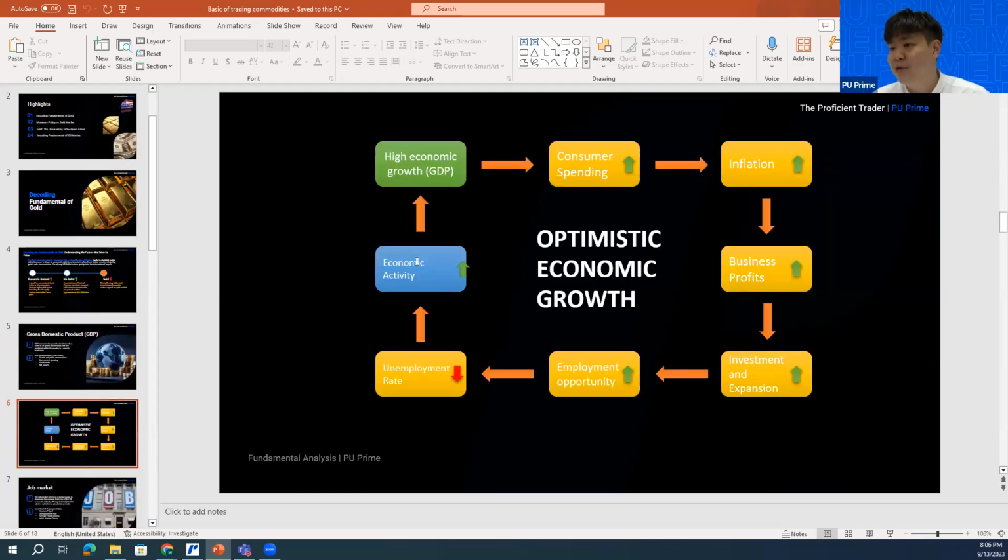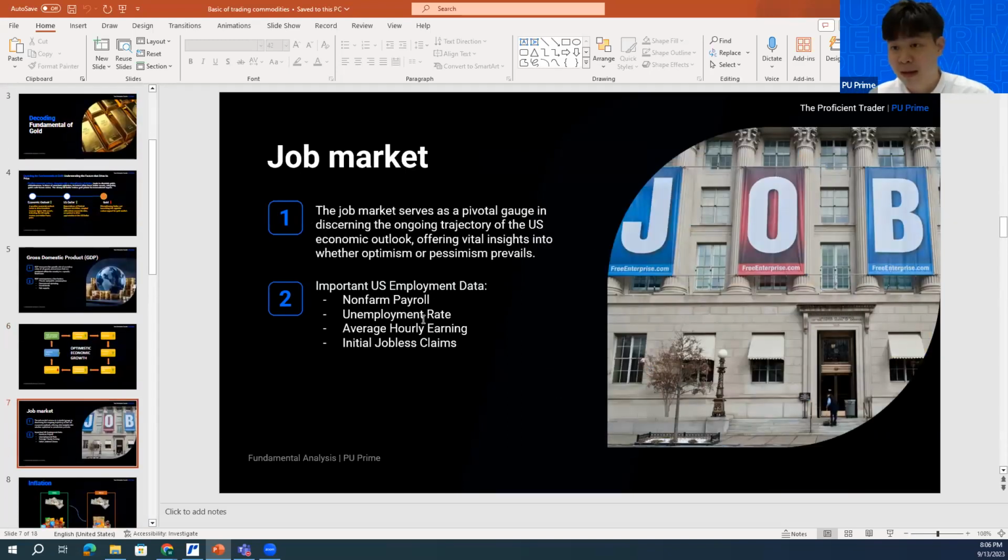And then another thing is the job market. Normally, if the job market is performing well and a lot of people get a job in the United States, then we can expect this will also cause the US economy to become very positive. Same thing: a positive economic outlook along with positive movement for the US dollar will likely trigger the gold market to drop. So normally you can notice the major news regarding the non-farm payroll.